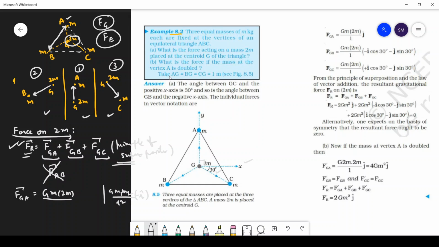Now it is further given that AG, BG and CG are all 1. So this length is equal to 1. This length is also equal to 1. So of course they are all the same. This length is also 1. So that is given to us.